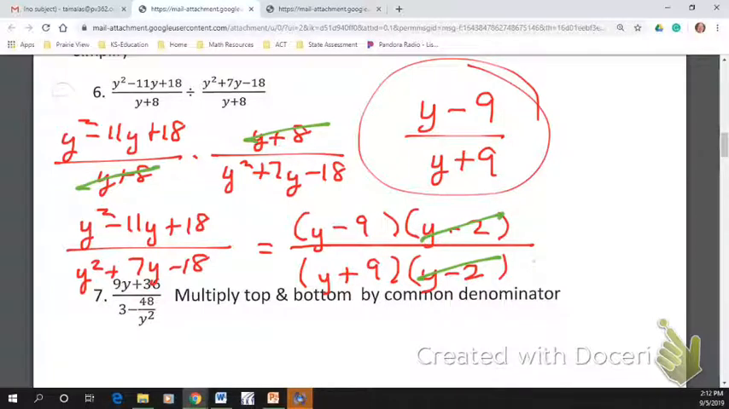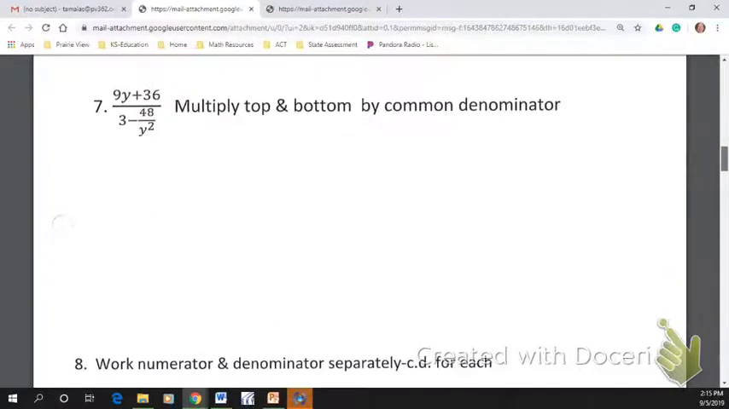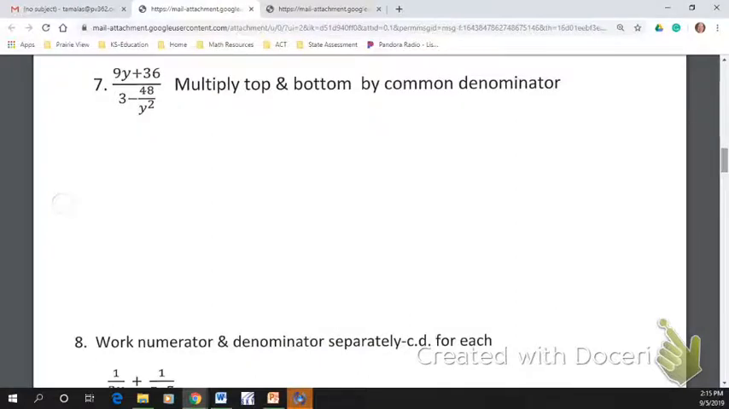Okay, so 7 and 8 look complicated, and they kind of are. 7 is what we call a complex fraction. When you have a fraction within a fraction, we call that a complex fraction. And it's really not acceptable in mathematics to ever leave something as a fraction within a fraction. So there's a couple of ways to do this. We'll do each one differently. I'll show you the way I think is the easiest.